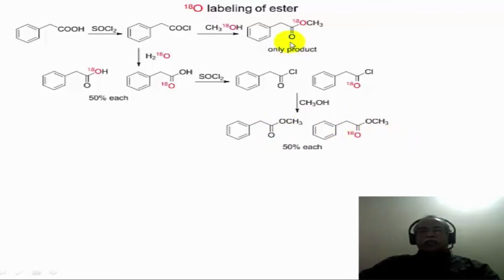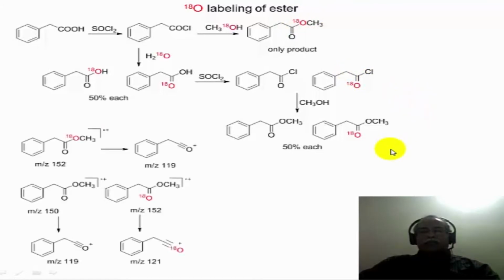So one can easily distinguish the formation of the differentially labeled. In this particular case, the labeling is on the carbonyl oxygen, whereas in this particular case, the labeling is on the OCH3 of the ester. How do we differentiate this labeling? By simply looking at the fragmentation pattern. The most prominent fragmentation of this particular molecule would correspond to the loss of methoxy radical to give an oxonium ion or the acyl cation of this type with the m/z value of 119 with the loss of the oxygen 18 isotope of the molecule during the fragmentation process.